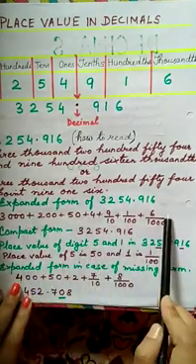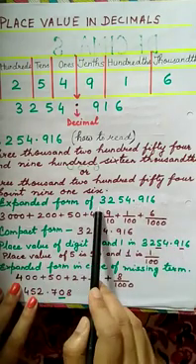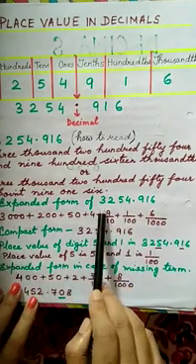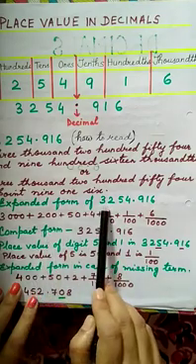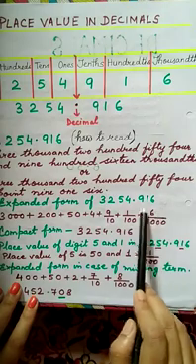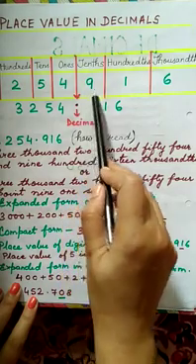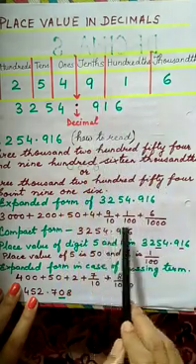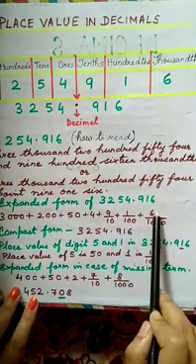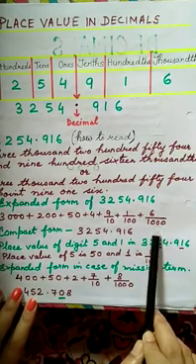Now how can we write this decimal number in expanded form? When we write a number in expanded form, we actually write the place values of each digit. So the place value of the whole number side will be as you generally do, that is 3000 plus 200 plus 50 plus 4. Now we write the place values of the decimal fraction. So 9 is in the tenths place, so it is 9 by 10. 1 is in the hundredths place, so it is 1 by 100. 6 is in the thousandths place, so it is 6 by 1000.